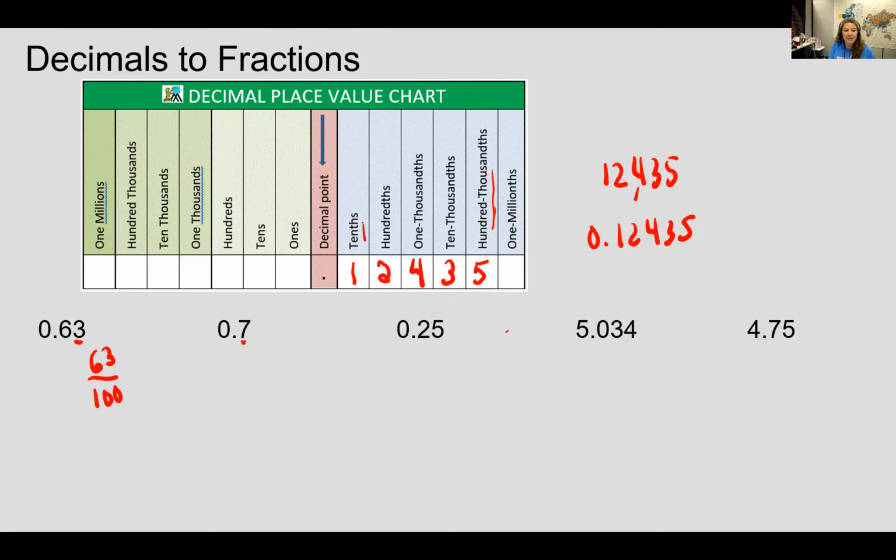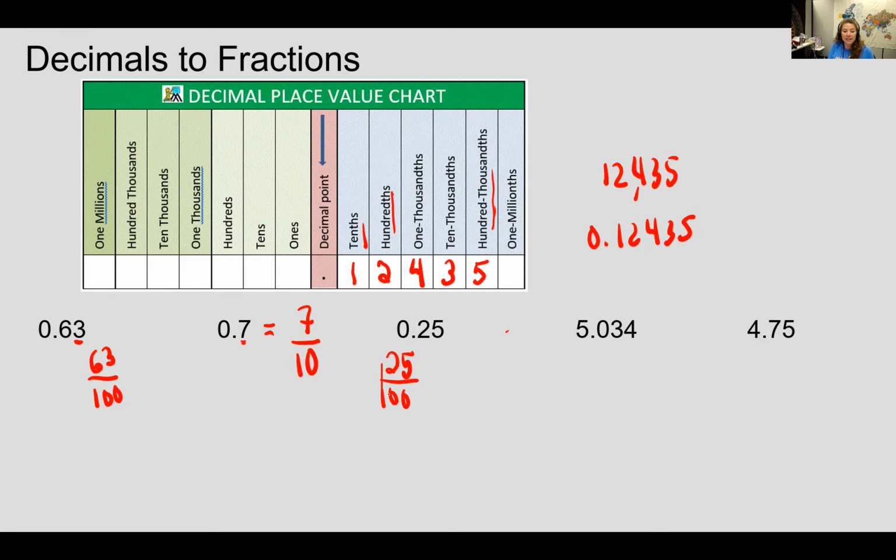All right, what place is this 7 in? It's in the tenths. So how do I say this number? I say 7/10. Well, that's exactly what my fraction looks like. However you say it is what it looks like, 7/10. All right, what about this one? You would say this number 25 hundredths. I'm going to write 25 over 100.